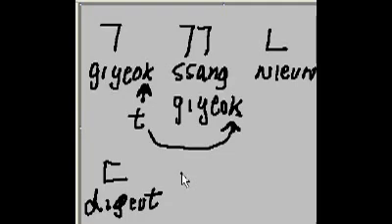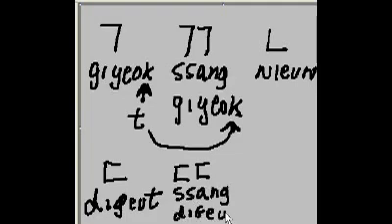And then we've got two Digits. We don't call them the double Digit, we call them the twin Digit. So, of course, the name is Sangdigit. The next letter we have is the troublesome Real, which can be an L or an R sound.